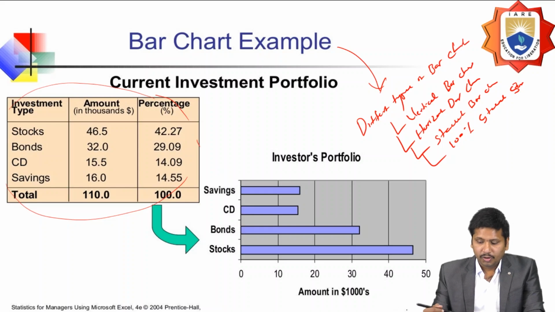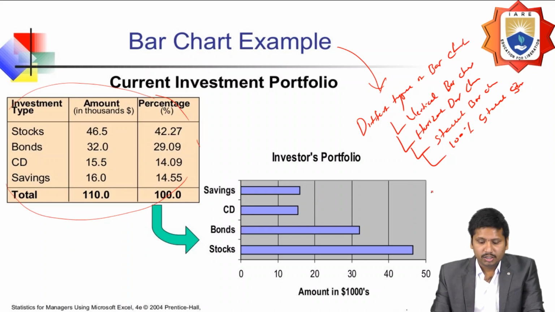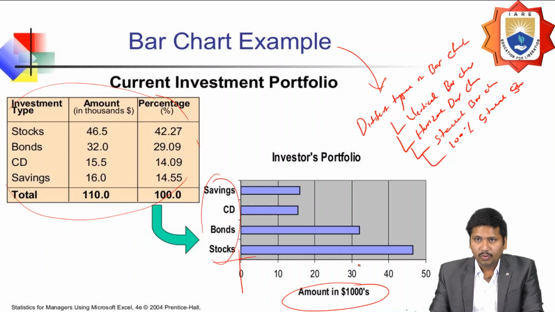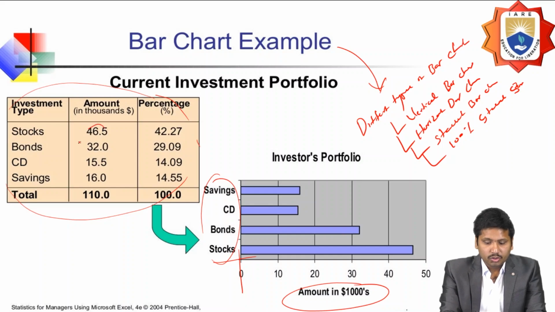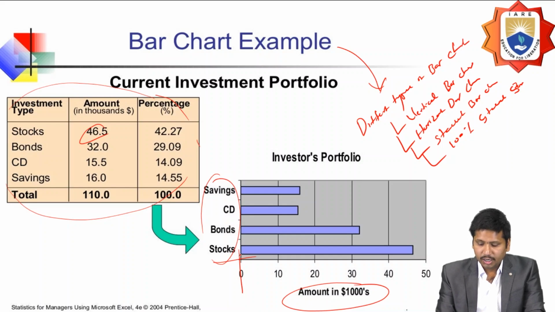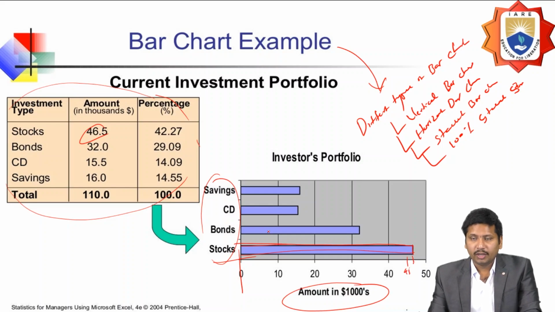Which kind of chart is suitable, and how do we find it out for any application? Suppose I consider the horizontal bar chart. For that I consider the variables on the x and y axes, with the amount in dollars along one axis. For stocks, the value is $46.5 thousand dollars, so I represent it with a bar drawn up to about 46.